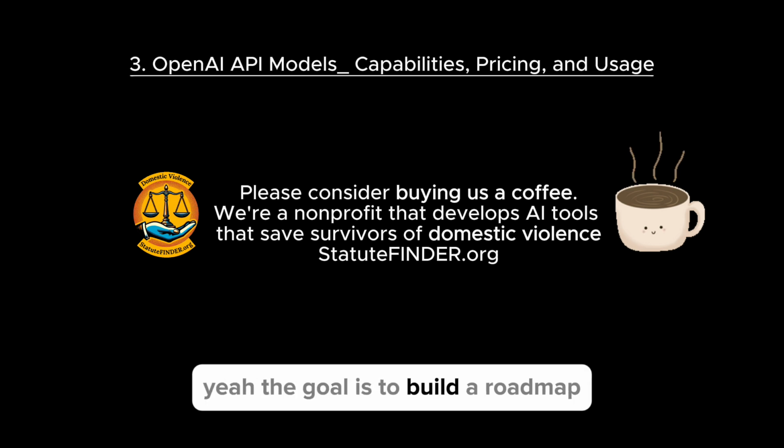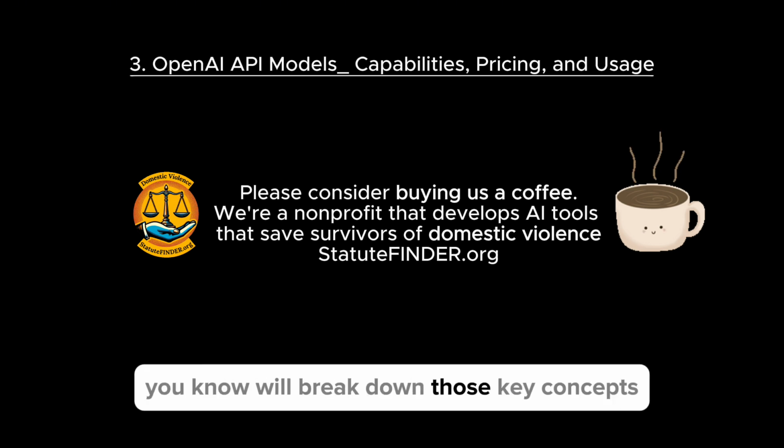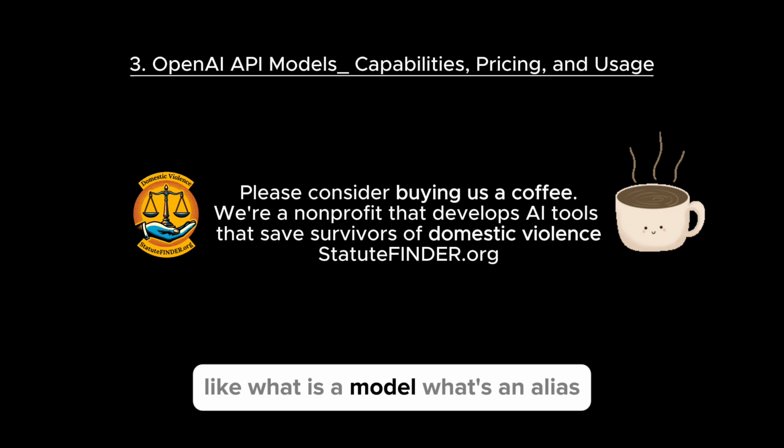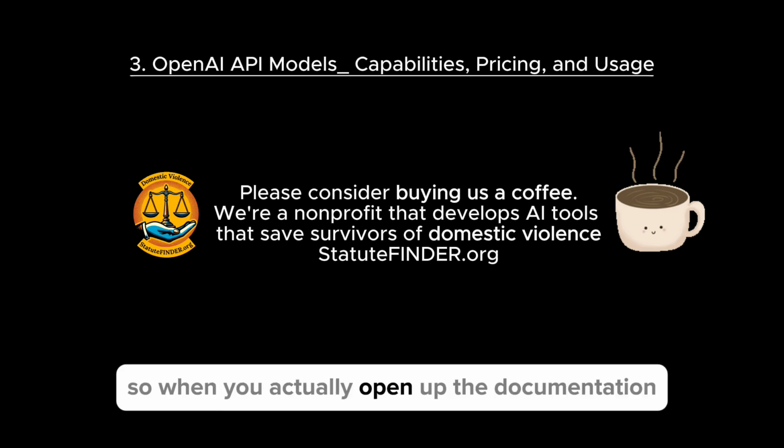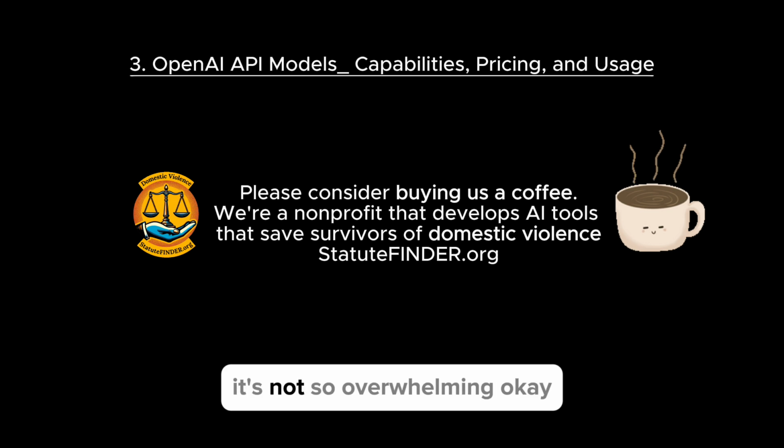The goal is to build a roadmap. We'll break down those key concepts like what is a model, what's an alias, and all that technical jargon, so when you actually open up the documentation, it's not so overwhelming. Okay, so let's get right to it.